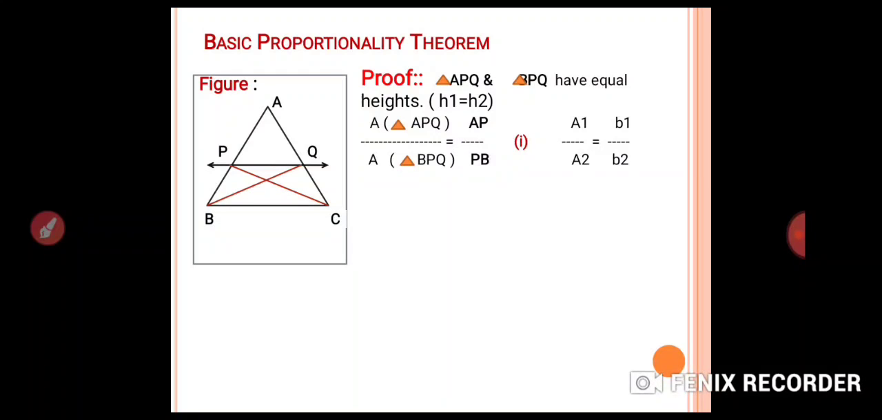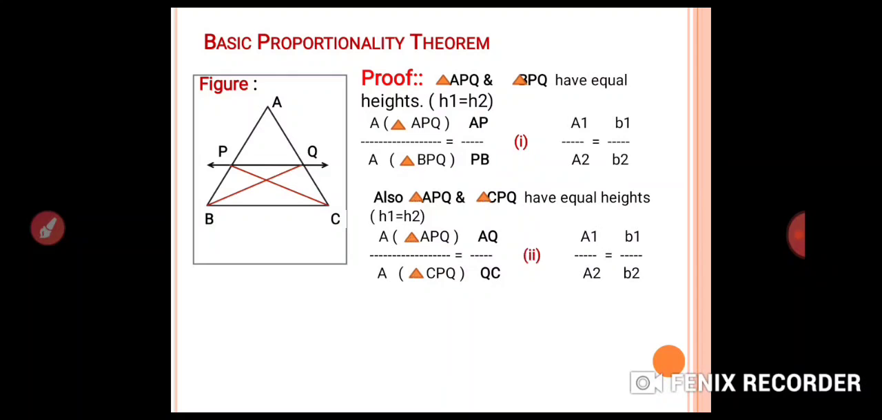So we use a property, that is when H1 is equal to H2, A1 upon A2 is equal to B1 upon B2. That means the area of triangle APQ and the area of triangle BPQ is equal to the ratio of their corresponding bases. So triangle APQ has base AP and triangle BPQ has base PB. So our first statement is area of triangle APQ upon area of triangle BPQ is equal to AP upon PB.